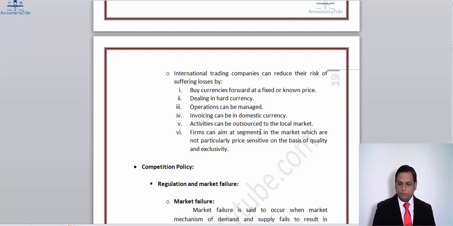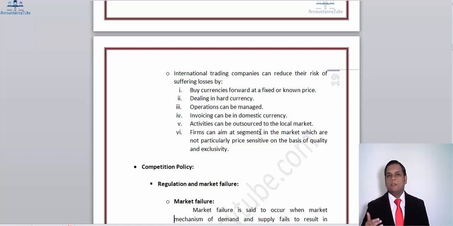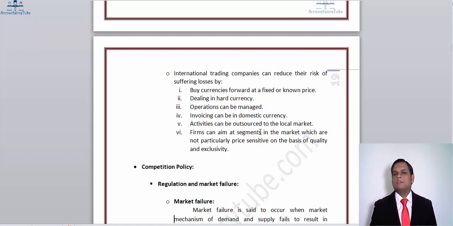Then we got invoicing in domestic currency. Businesses can invoice their customers or consumers in a domestic currency, so the risk of exchange rate falls on the customers. Then we have got activities can be outsourced to the local market. If the services or the goods being received from the foreign market can be produced locally, or the local producers can substitute those goods, then it's best to use the domestic producers because they are cheaper.